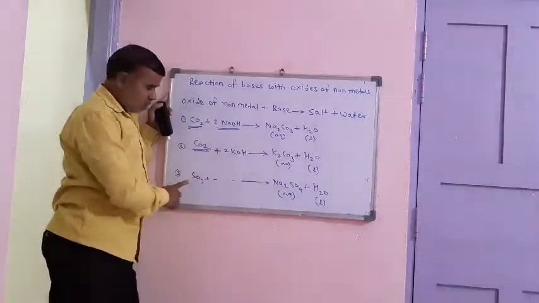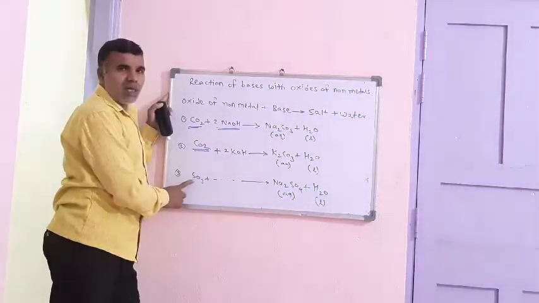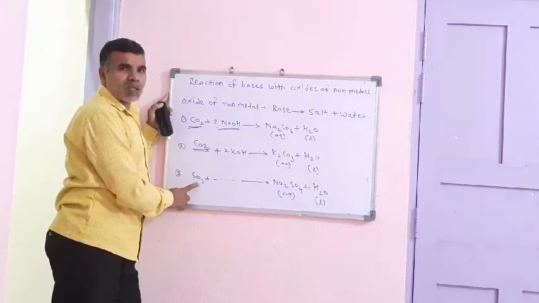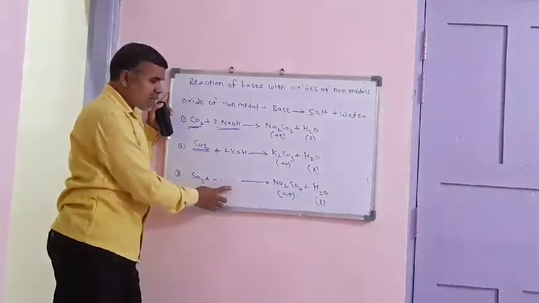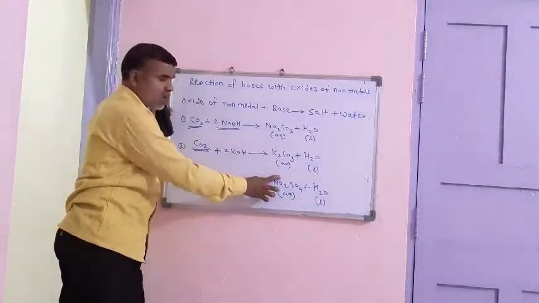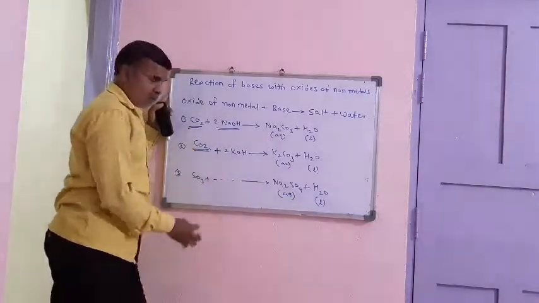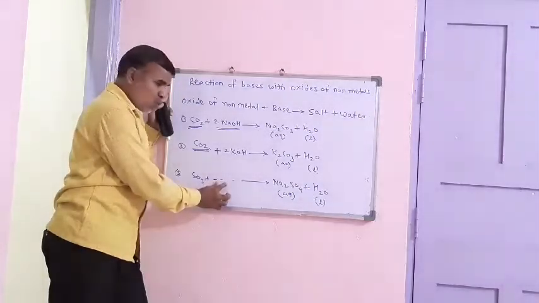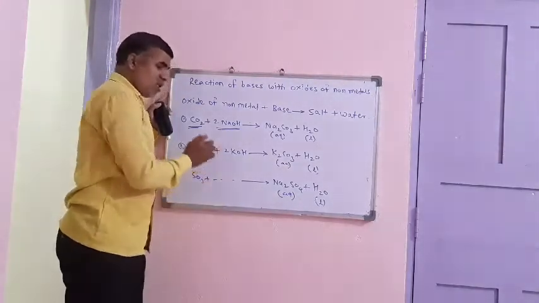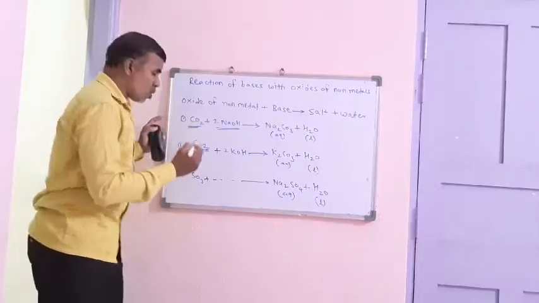Third reaction: SO3 means sulfur trioxide, which is a non-metal oxide. Sulfur trioxide reacted with a base, we get the product sodium sulfate and water. So in this blank we have to write the base, sodium hydroxide.